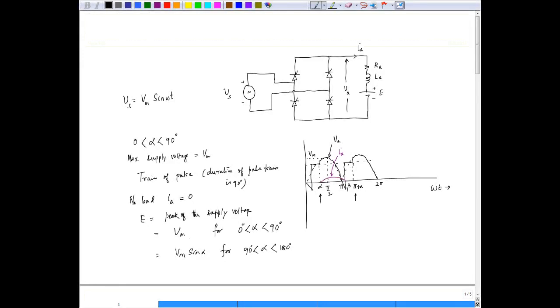So if E equals Vm for alpha between 0 to 90, this implies the no load speed omega m naught equals Vm by K. And if the peak of the supply is equal to Vm sine alpha, this implies the no load speed is equal to Vm sine alpha by K. So this is the reason why the no load speed depends upon alpha. For alpha between 0 to 90, the no load speed is Vm by K, and for alpha between 90 to 180, the no load speed is Vm sine alpha by K.